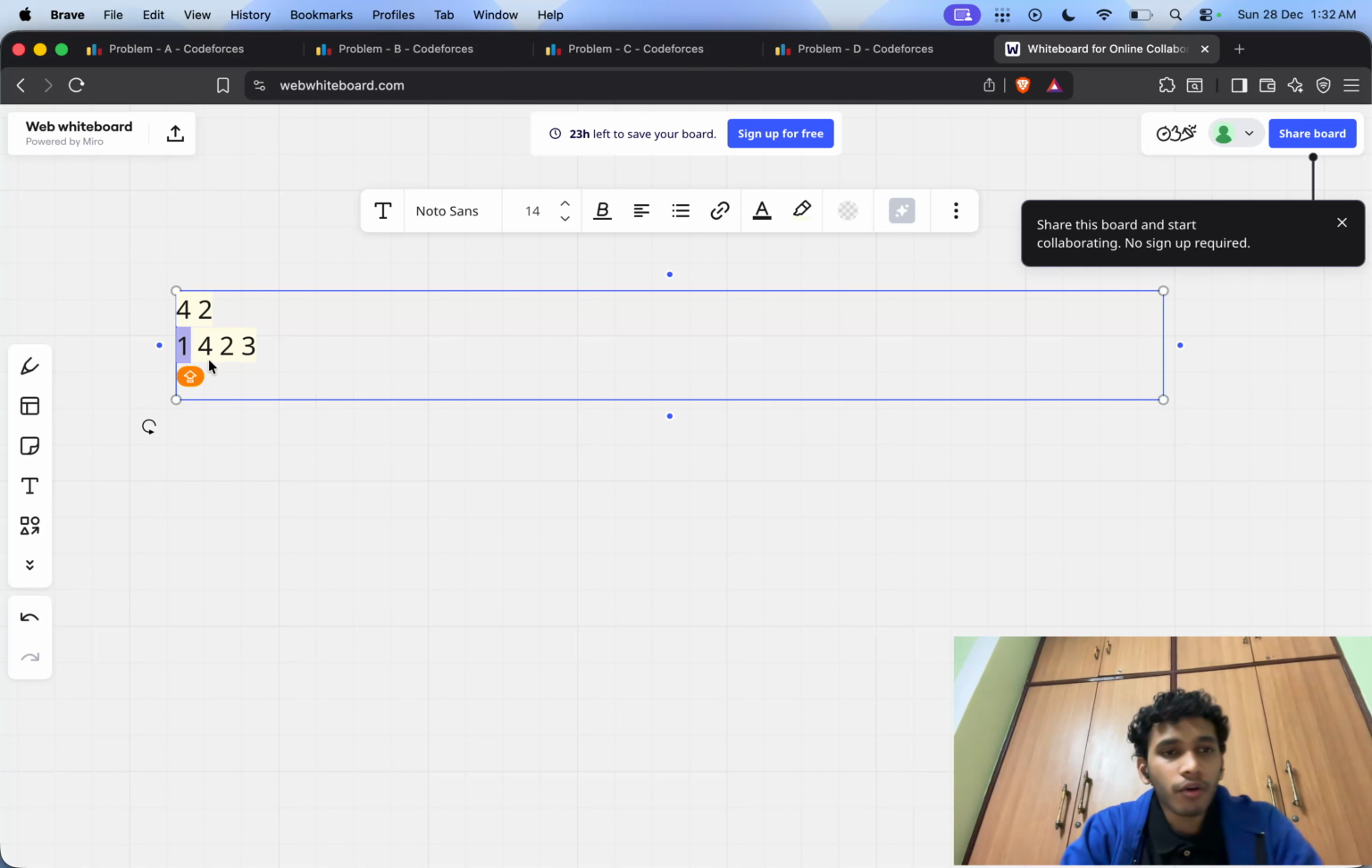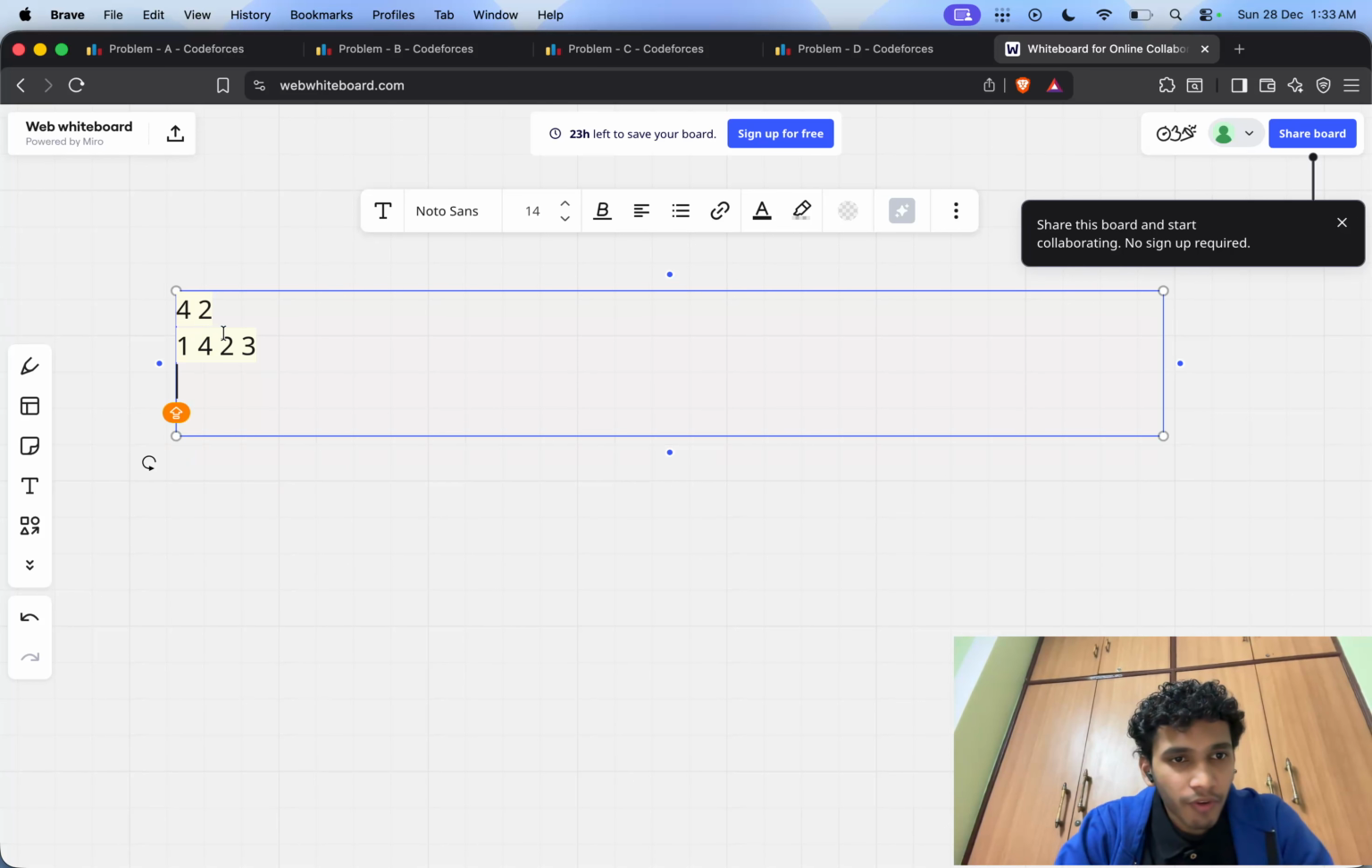Let's say we have chosen the pair 1 and 2. So what happens? 1 attacks 2 with attack value 1. So health of 2 is reduced to 1, and 2 attacks 1 with attack value 2. So health is reduced to -1.